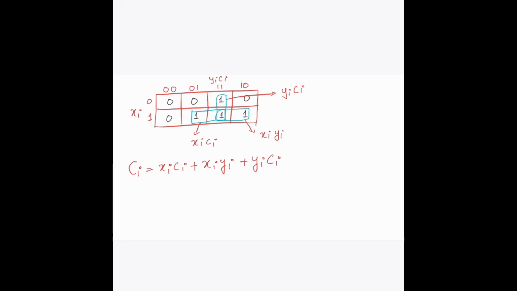So the equations can be implemented using logic gates. The sum we can implement using XOR gates, and in case of carry it can be implemented using AND and OR gates. We can draw an XOR gate with inputs xi and yi. So this can be connected to another XOR gate, with the other input ci. So this corresponds to si.